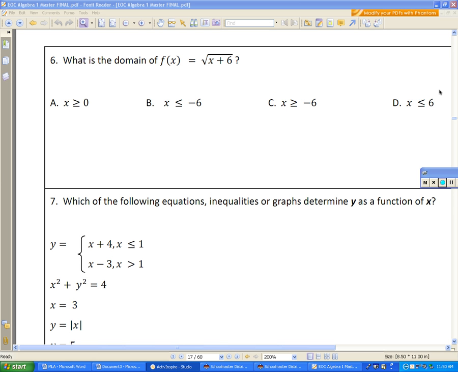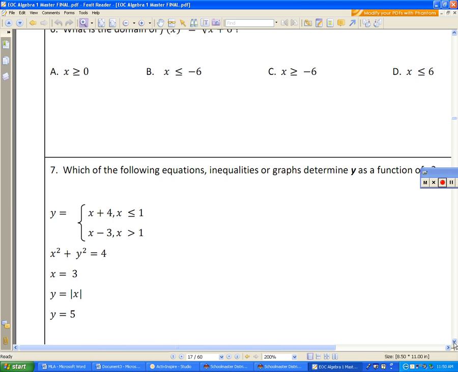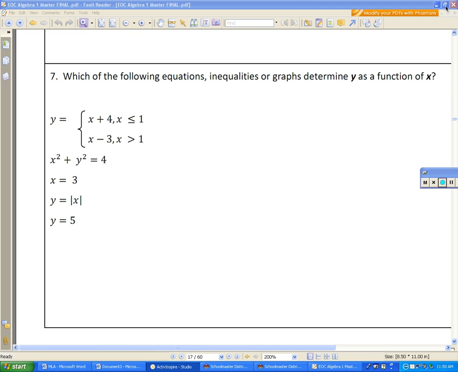Okay, next one. Which of the following equations, inequalities, or graphs determines y as a function of x? The second one is incorrect. And the reason why that is incorrect is because it's got an x squared and a y squared, and we have never messed around with anything where there's been a y squared before.